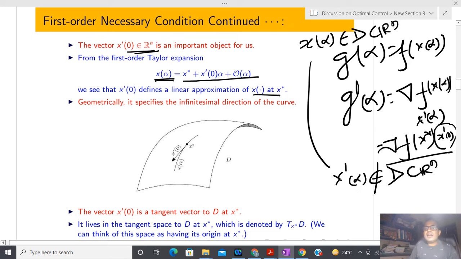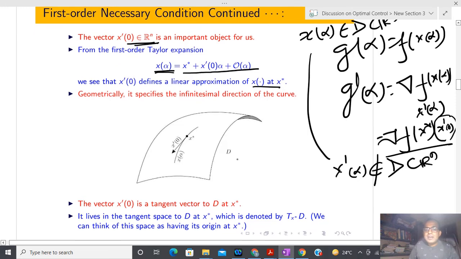Geometrically, I have some region D, and this is the minima point. What I have done is parameterize, or construct, a family of curves that is going to satisfy the constraint. After simulating the constraint, suppose this kind of space comes into the picture, in R n dimensional space.